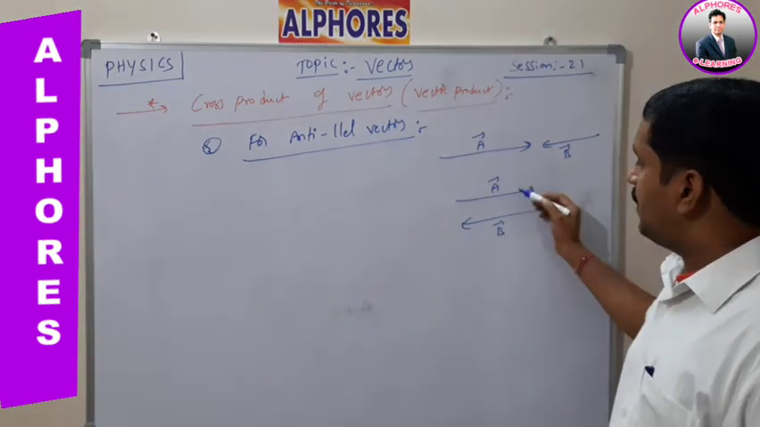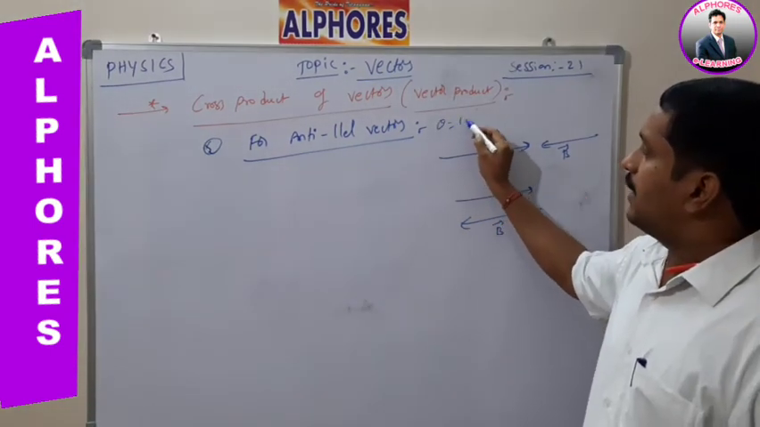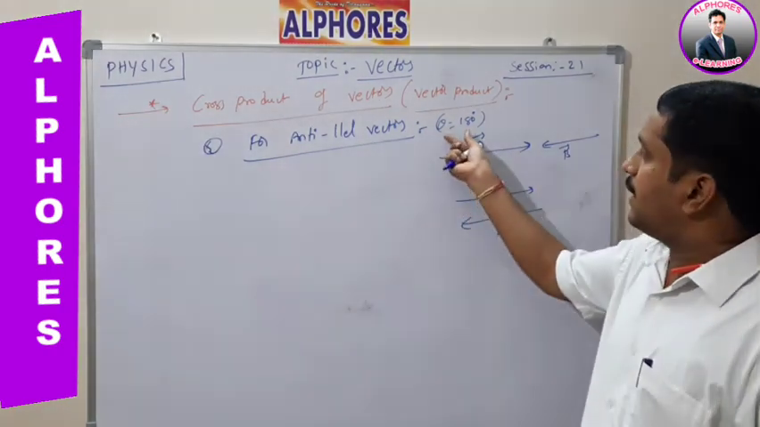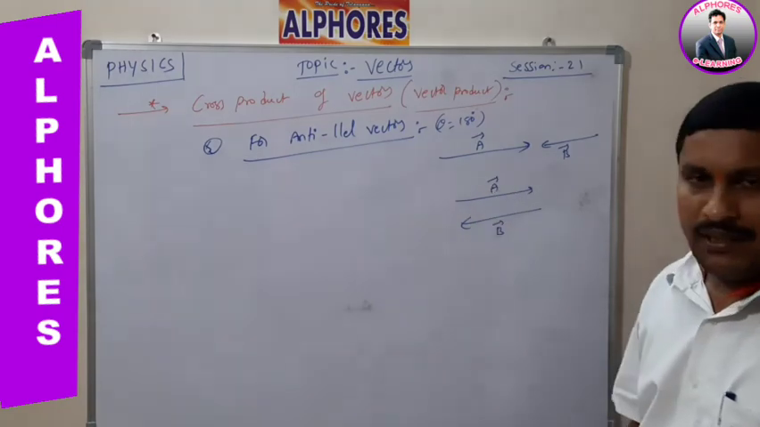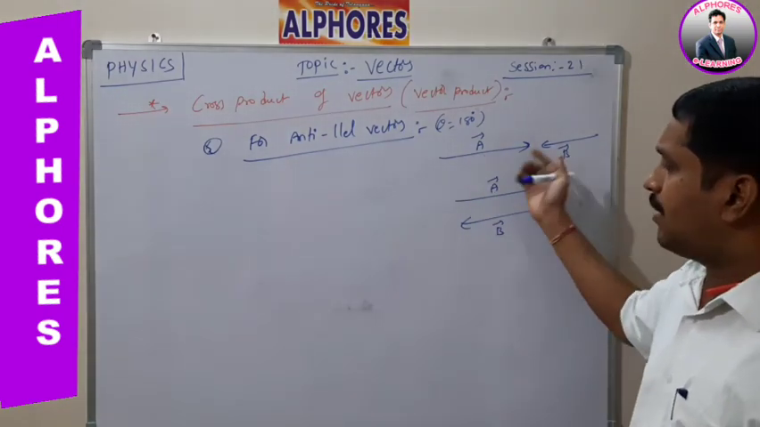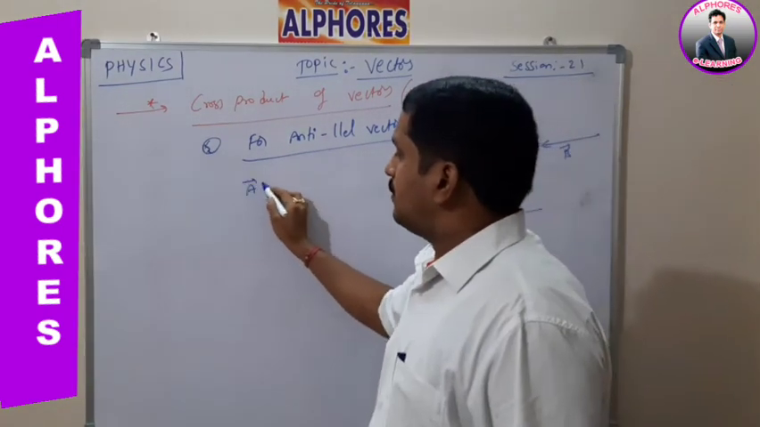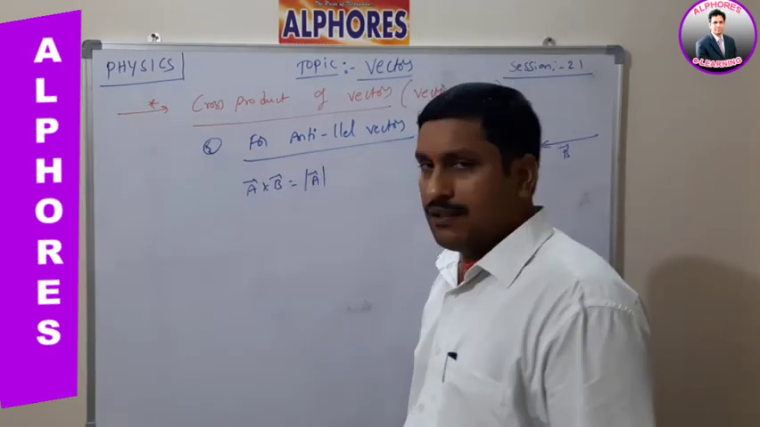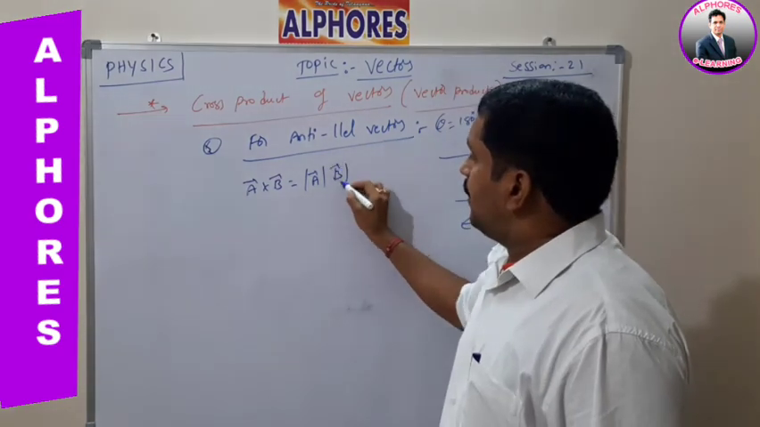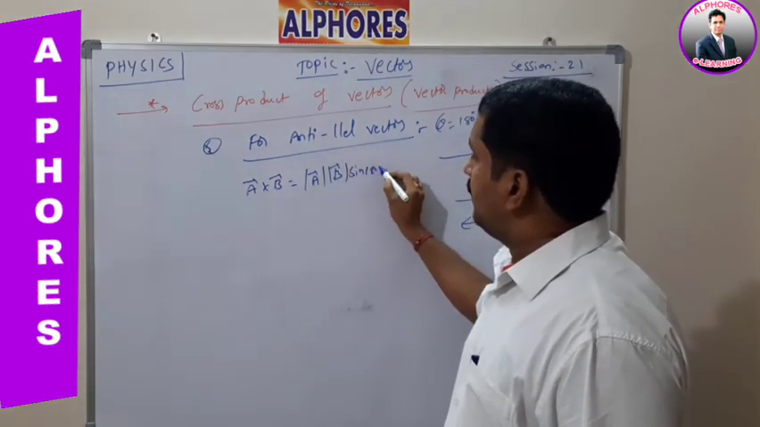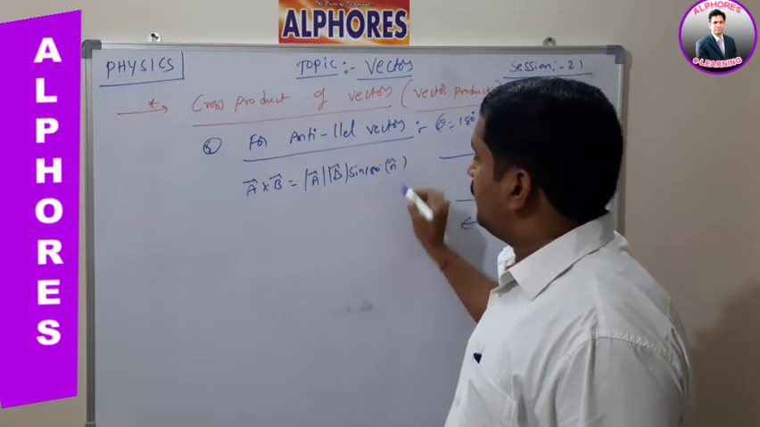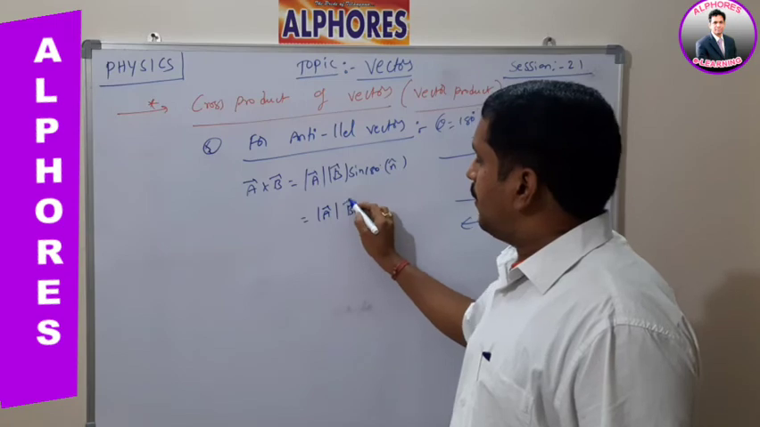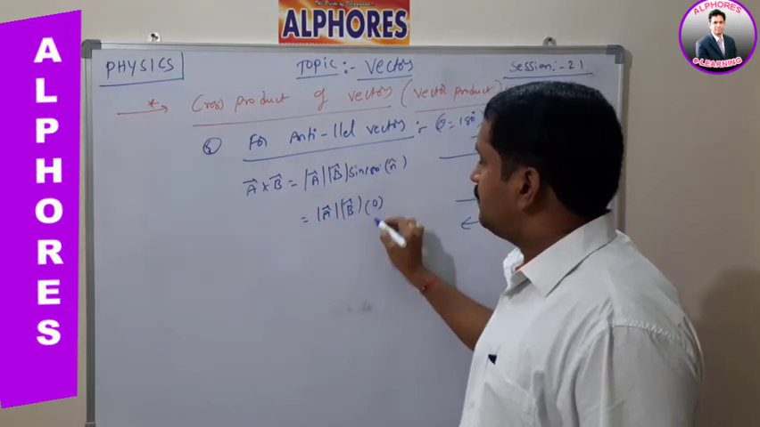Then what is the angle between them? Theta is equal to how much? As per the definition of types of vectors, 180 degrees. That means the angle for two anti-parallel vectors is always 180. Now I have to find the cross product of these two vectors. As per the definition, it is modulus of A bar into modulus of B bar into sin 180 into n cap. Now listen carefully.